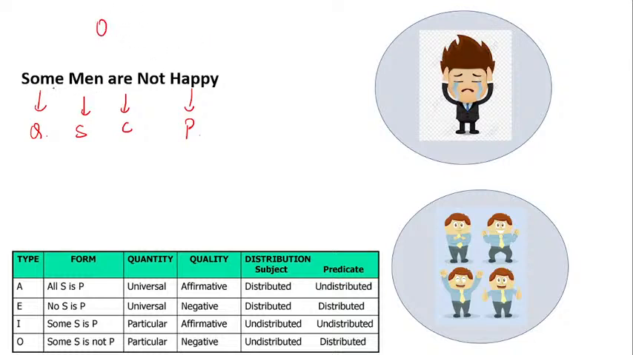Whenever you see some not, so students, here this is a particular negative. It is a particular negative statement, because you can see the word not. When you see the word not, it means it is a negative proposition. Okay, yes Shreya, it is an O type of proposition. So some S is not P, it is a particular negative.